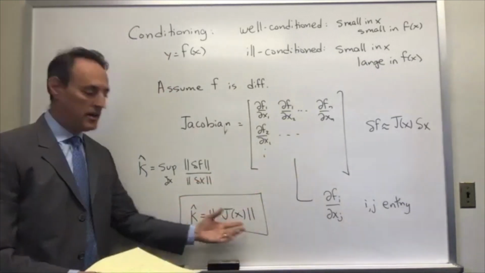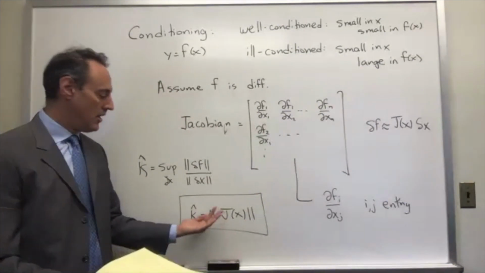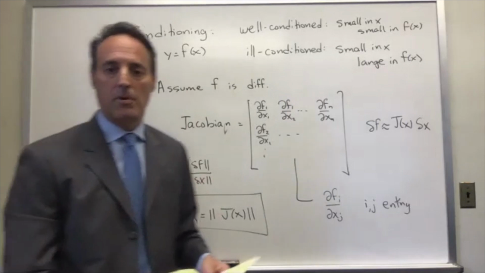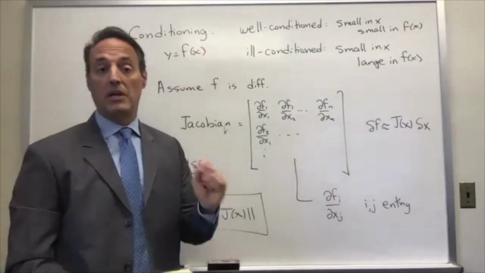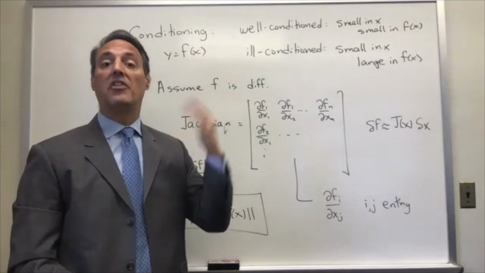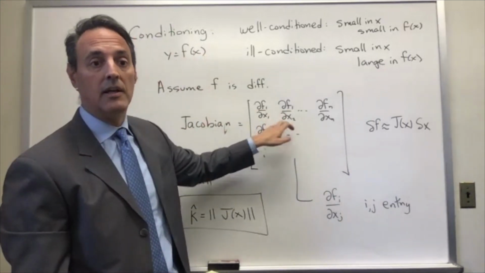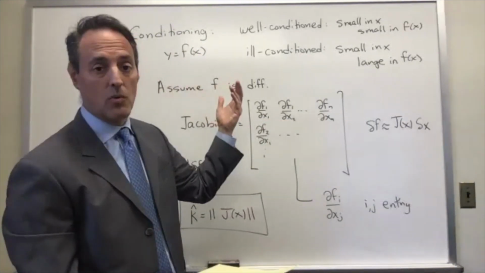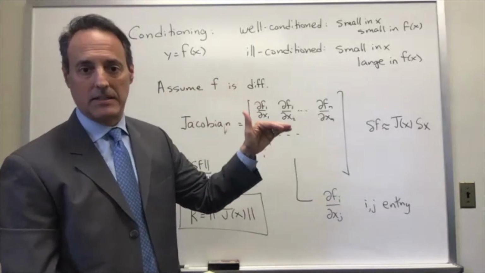If this thing behaves well, in other words, it's not getting huge, then your absolute condition number tells you that your problem is probably well conditioned. If this gets very big, it's ill conditioned because small changes mean that things change significantly, which means these derivatives are changing significantly. So a small change in x results in this big change in y, and that's exactly where an ill conditioned problem sits.